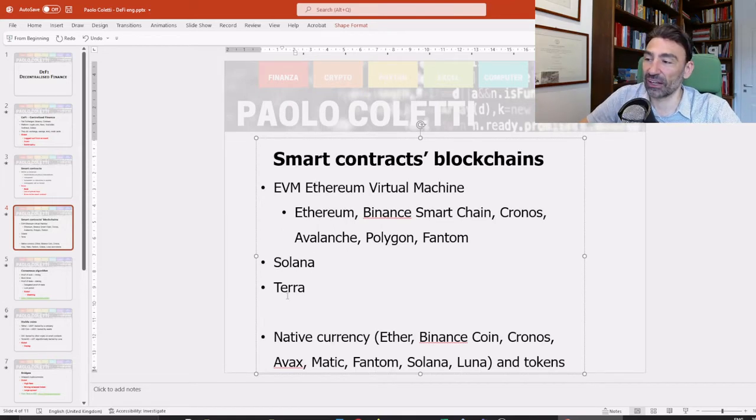These are Solana and Terra. Let's see now how to install the wallet. You cannot use MetaMask because it's not EVM.